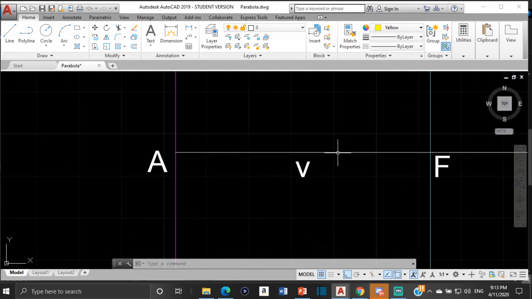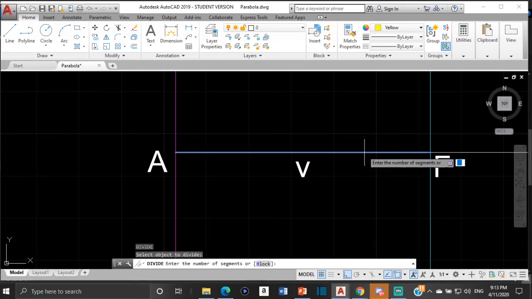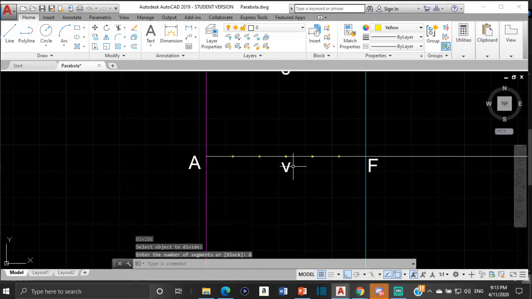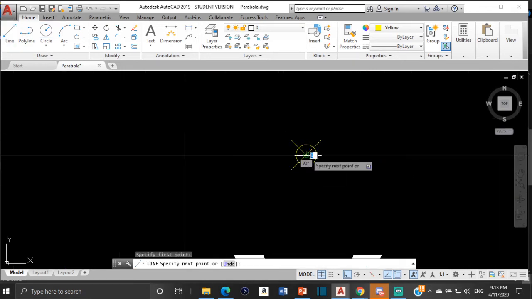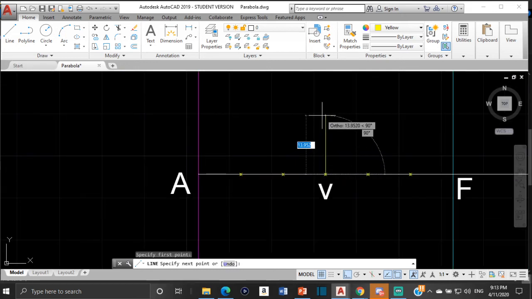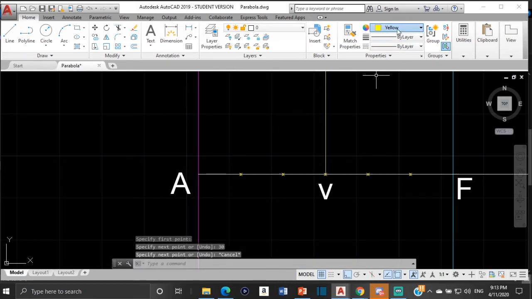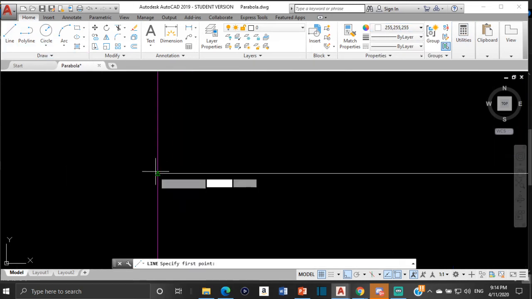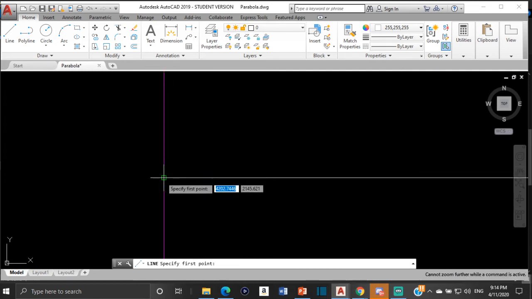All right, so I'm going to divide this line again. So let me just type divide, click on the line, enter 6, and then those are my 6 division points right there. So that's good. So now from V, I'm going to draw this line 30, and then I'm going to draw my line from A through C. All right, so let me draw my line from A. Let me just ensure that it's actually coming from A and not just a random point.